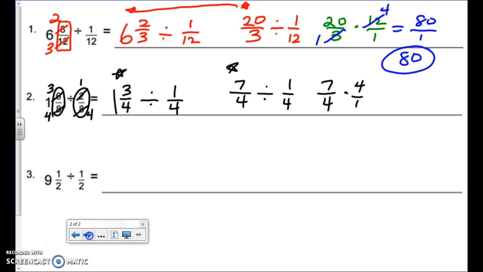I can reduce, cross reduce. I know that 4 goes into 4 one time, and then multiply straight across. 7 times 1 is 7, and 1 times 1 is 1. So my best answer would be 7. 7 divided by 1 is still 7.